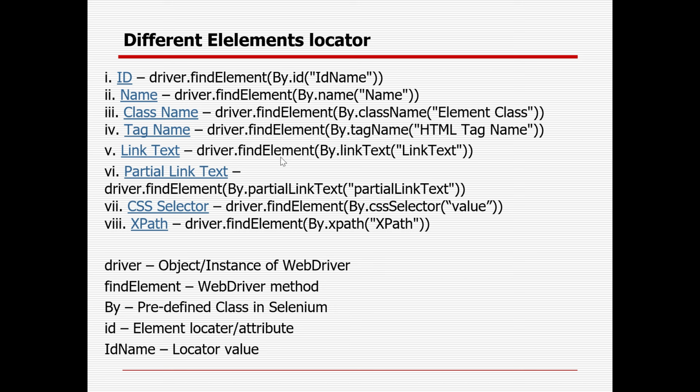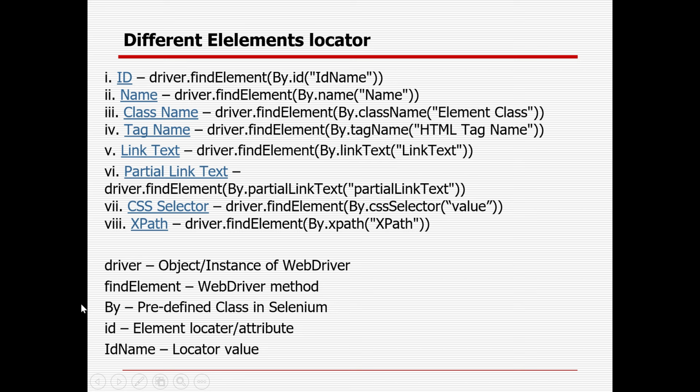There are eight different element locators available in Selenium through which you can identify the element first and then perform the operation accordingly based on the element type. Okay. So ID, name, class name, tag name, link text, partial link text, XPath and CSS. In case you want to identify the element with the ID, it will be driver, then the find element method, By dot ID and the corresponding ID value.